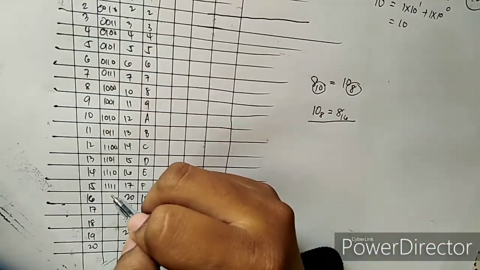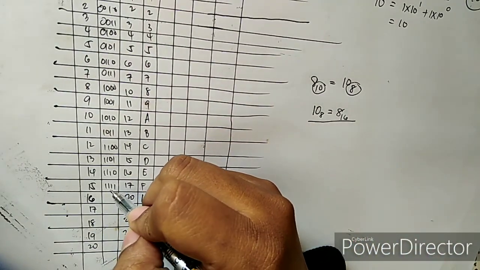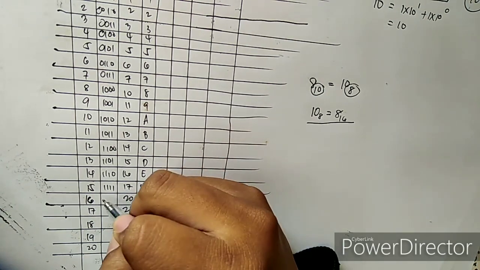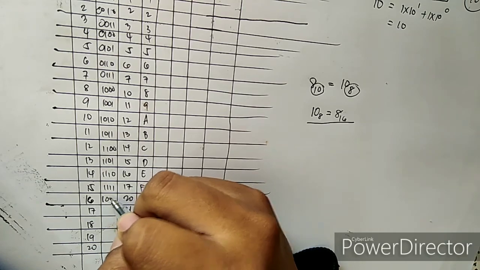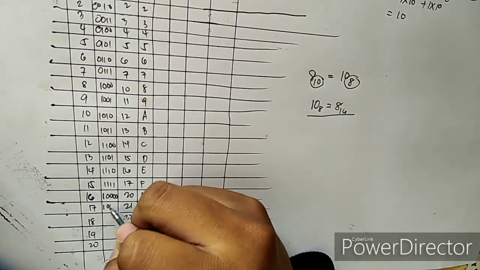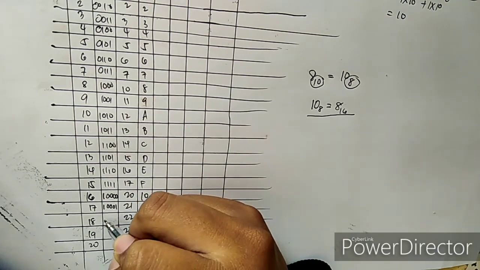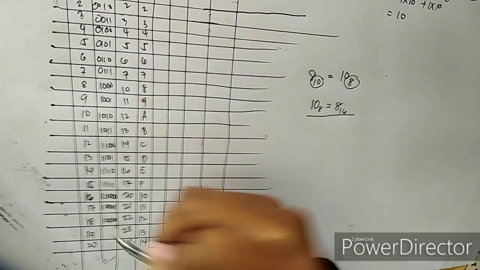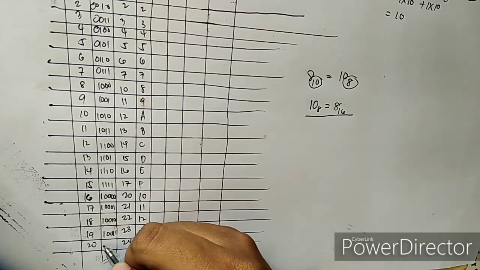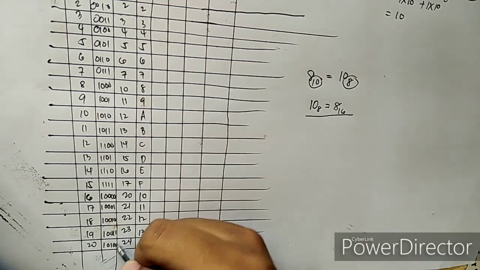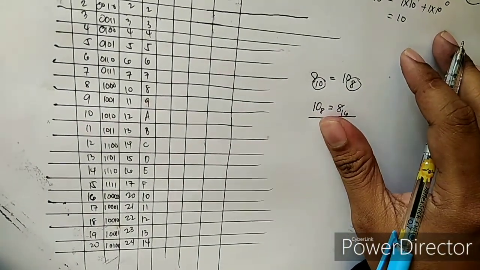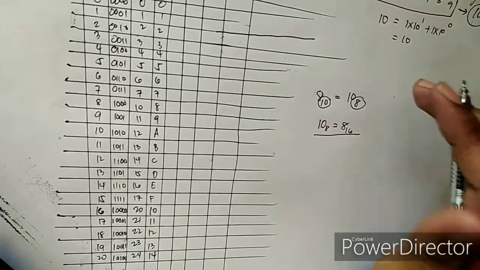So binary, since 1111 is 15, we need to add another digit. So that is equal to 16, 10000, 17, 10001, 18, 10010, 19, 10011, 20, 10100. So that is the equivalent.